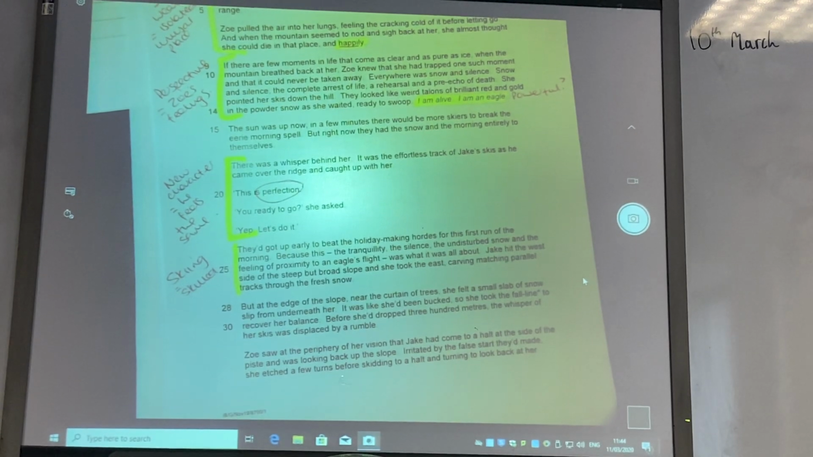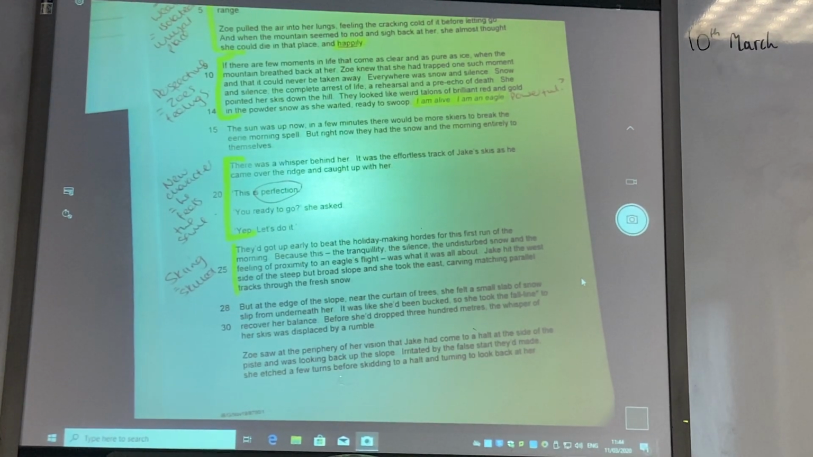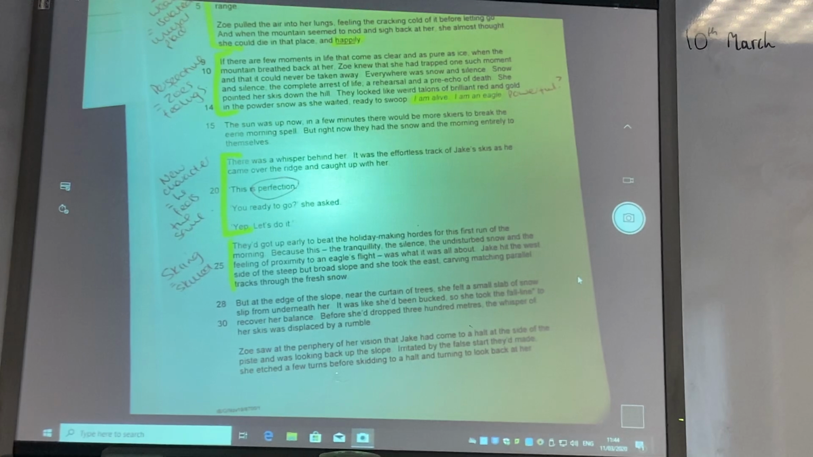But at the edge of the slope, near the curtain of trees, she felt a small slab of snow slip from under her.